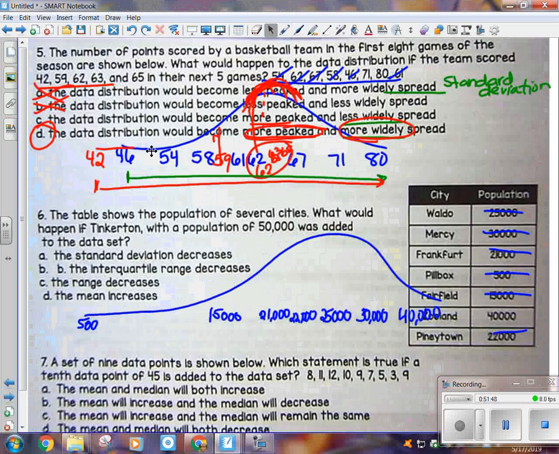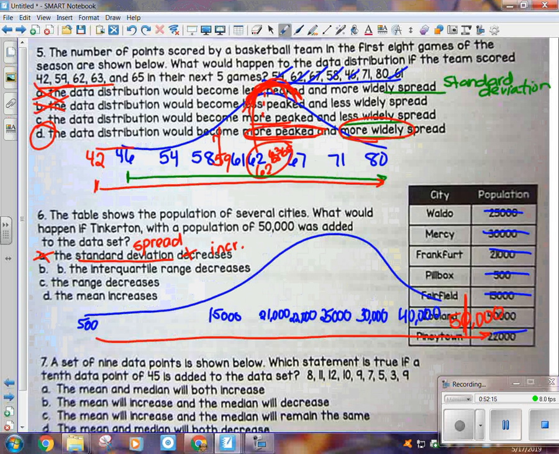But here it says, if Tinkerton, with a population of 50,000, well, 50,000 is way over here. That's even more people than any of the previous cities. Say, does the standard deviation, remember what standard deviation is? Remember, it is the spread. Pretty sure the spread gets what? It does not decrease, it actually increases. A is not true.